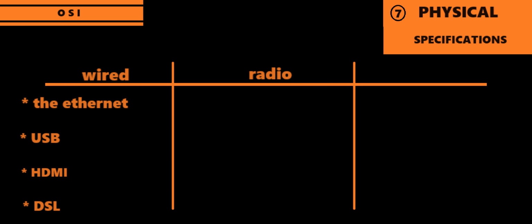Secondly, the radio waves group, which uses specifications like Wi-Fi, Bluetooth, LTE, or long-term evolution, and many other specifications.